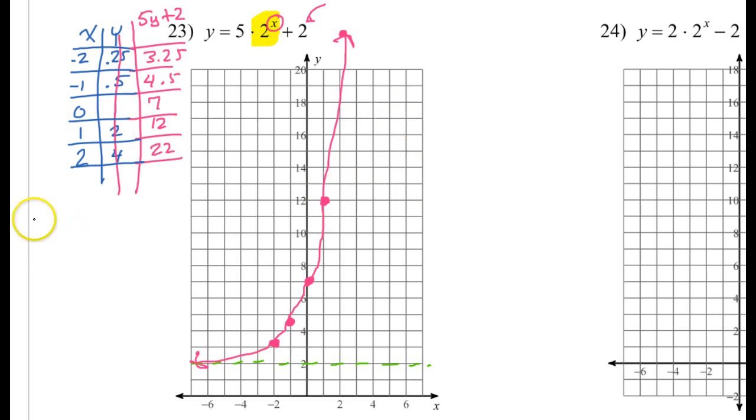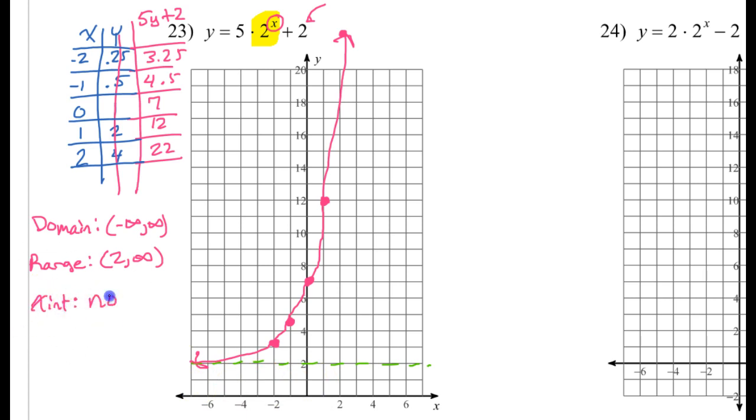Let's see, the domain. Okay, the domain is negative infinity to positive infinity. The range. The range is going to be from 2 to infinity. Parentheses, not bracket. Okay, the x-intercept, oh God, there is no x-intercept on this particular problem.